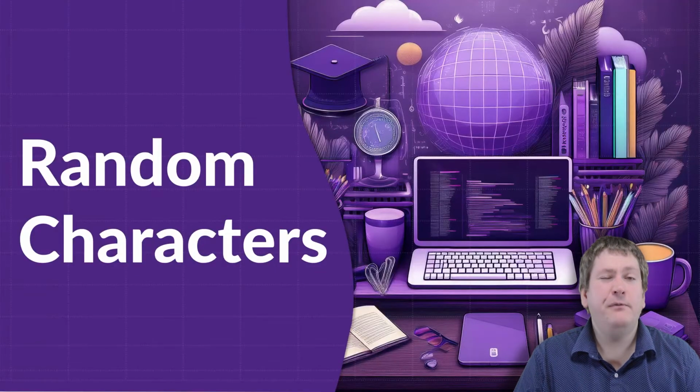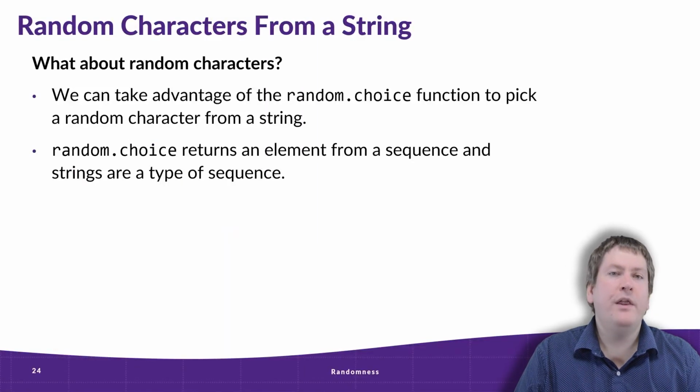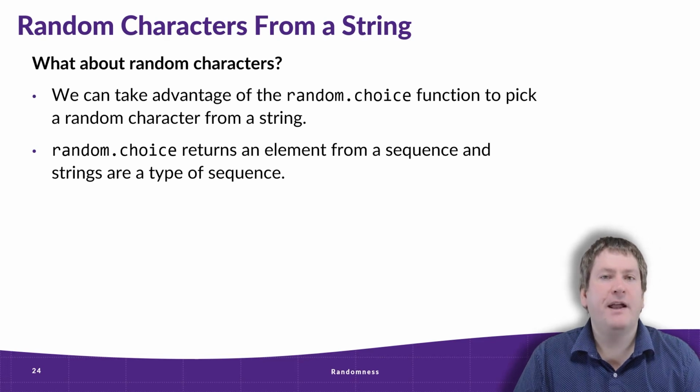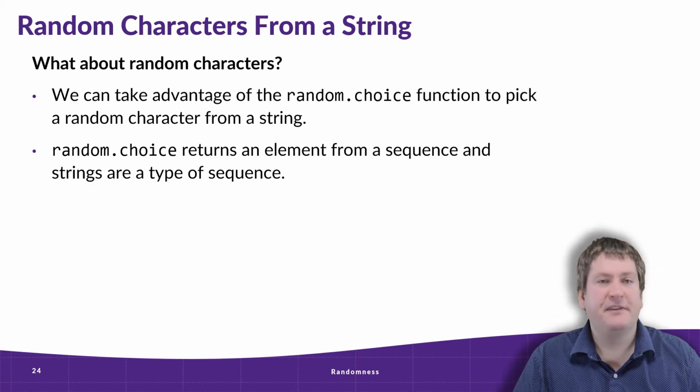So far we've only seen examples where we generate a random number, either an integer using something like randint, or a floating point number using something like the uniform function. But how could we generate other values? Like maybe how could we generate random characters? Well, one thing we could do is take advantage of the choice function from the random module. Recall that that choice function returns a random element from a sequence, and strings are a type of sequence. So we could use random choice to return a random character from an existing string.